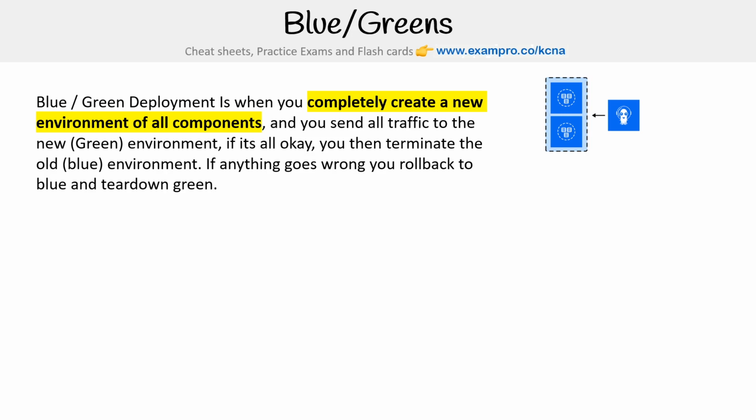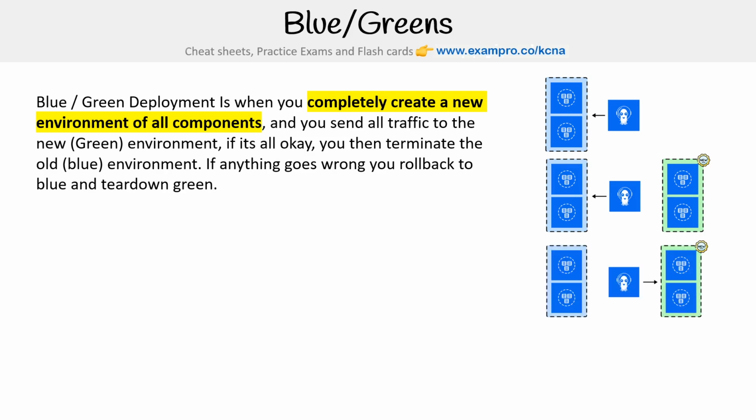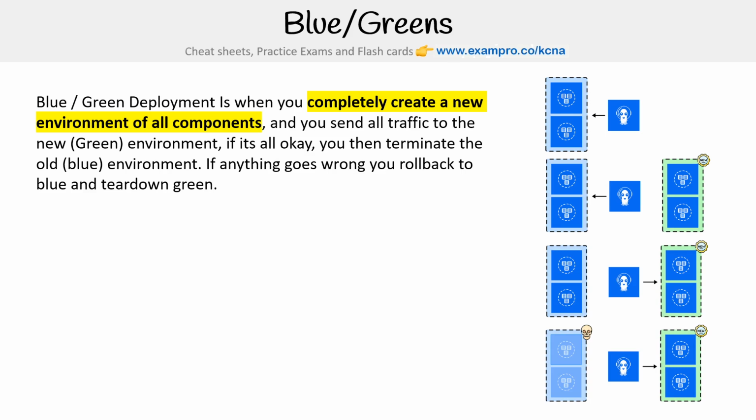But the idea is we have whatever it is that we have as our application and its surrounding components, and so we spin up a complete identical one. So we wait till it's ready, and then when it's ready, we switch over to it. And if we like it, if everything's okay, then we tear down the old one. If we don't like it, we can just switch back to the old one.